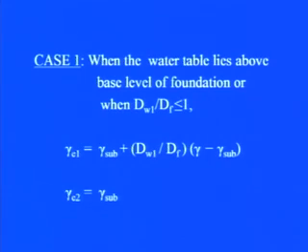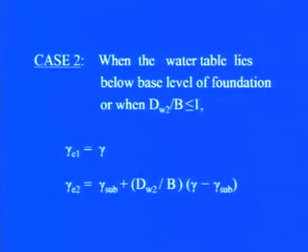Now, case 1, when the water table lies above the base level of the foundation, or when d_w1/d_f is smaller than or equal to 1, then gamma_E1 can be written as gamma submerged plus d_w1/d_f times (gamma minus gamma submerged), whereas gamma_E2 will remain gamma submerged. In case 2, when the water table lies below the base level of the foundation, or when d_w2/B is less than or equal to 1, then gamma_E1 will be equal to gamma, and gamma_E2 will be equal to gamma submerged plus d_w2/B times (gamma minus gamma submerged).